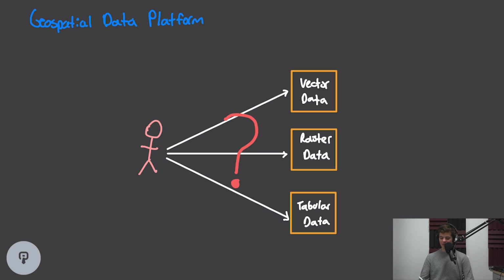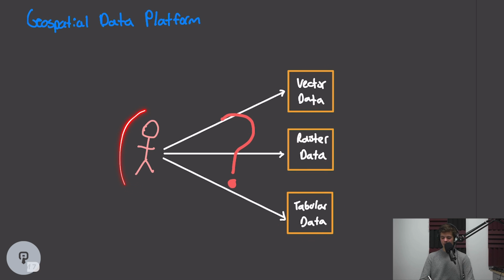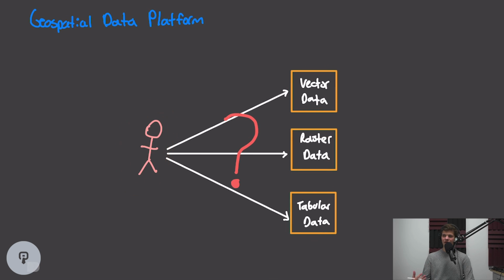So today we're going to be talking about how to design a geospatial data aggregation platform. Essentially, what that means is we have a whole bunch of different data sources that are stored in various locations and are in a variety of formats. So for example, vector data, raster data, or even tabular data. And we have a user that wants to be able to access all of that data on some web dashboard that they can view and easily access.